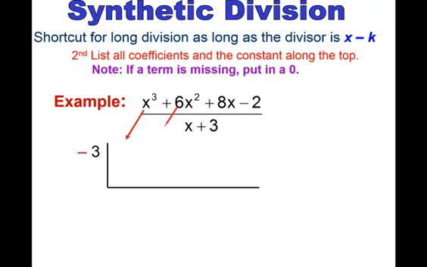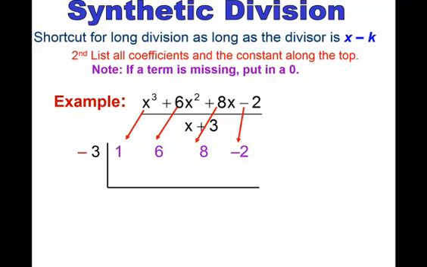Then you're going to list all the coefficients and the constant on the top row. If a term is missing, put a 0. That would be the coefficient for the missing term. So again, the next step is to take all the coefficients of the polynomial that you're dividing into and put it in the first row. So the coefficient of x to the third is 1. The coefficient of x squared is a positive 6. The coefficient of x is a positive 8. And your constant is a negative 2.